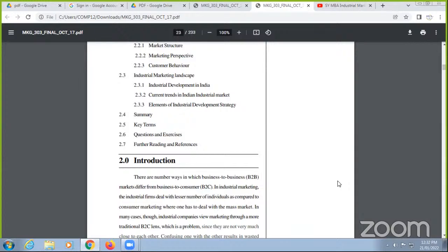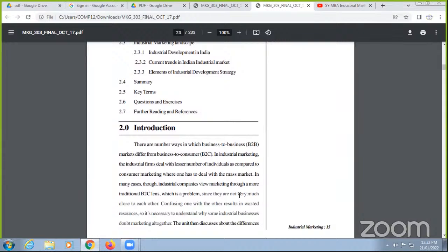Introduction point. There are a number of ways in which business-to-business (B2B) markets differ from business-to-customer markets in industrial marketing. Industrial firms deal with a lesser number of individuals as compared to customer marketing, where one has to deal with the mass market in the main case. Though industrial companies do marketing, it is more traditional to B2B.